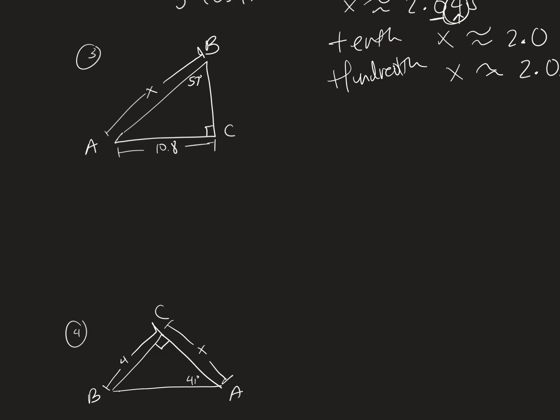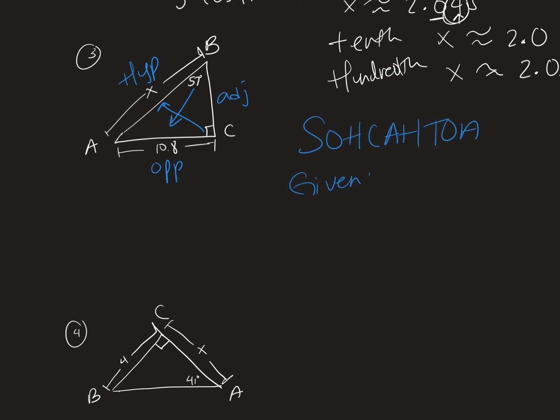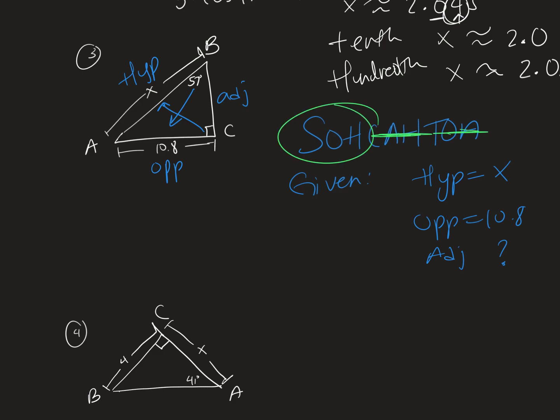Okay, you should have labeled the triangle first. Opposite. Across the 90 is hypotenuse. Whatever's left is adjacent. Right, SOHCAHTOA. Given: hypotenuse is x. Opposite is 10.8. Adjacent has nothing on it. So we're going to cross off anything that has an A. Automatically we're using sine. So the sine of 57 degrees is opposite over hypotenuse.